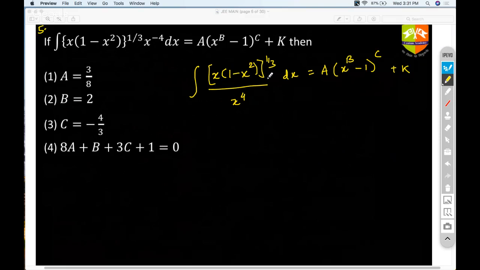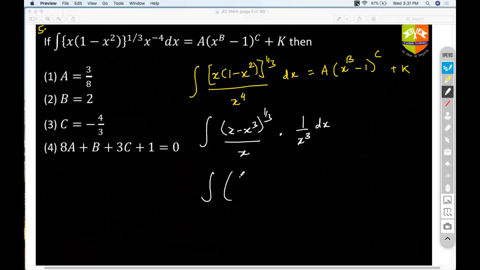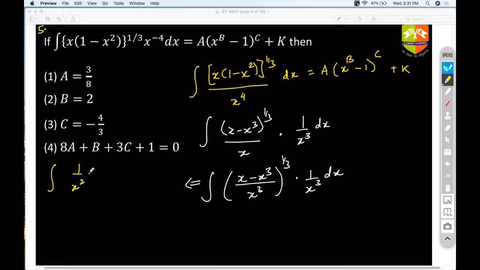Let's check this out. First of all, I can write this expression as x minus x cube raised to the power of 1/3, and let me divide this x to the power 4 into x and x cube. If I introduce this x within the cube root symbol, it will become x minus x cube by x cube whole to the power of 1/3 times 1 by x cube dx. Now this is clearly integral of 1 by x square minus 1 whole to the power 1/3 into 1 by x cube with respect to dx.